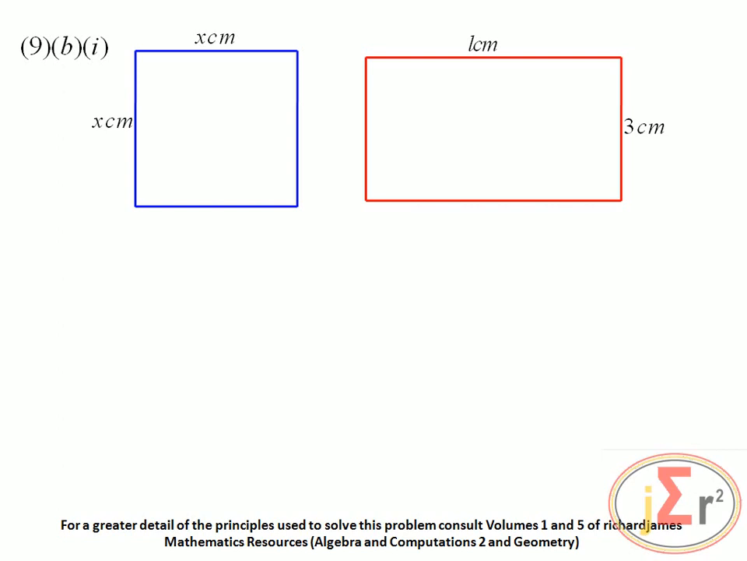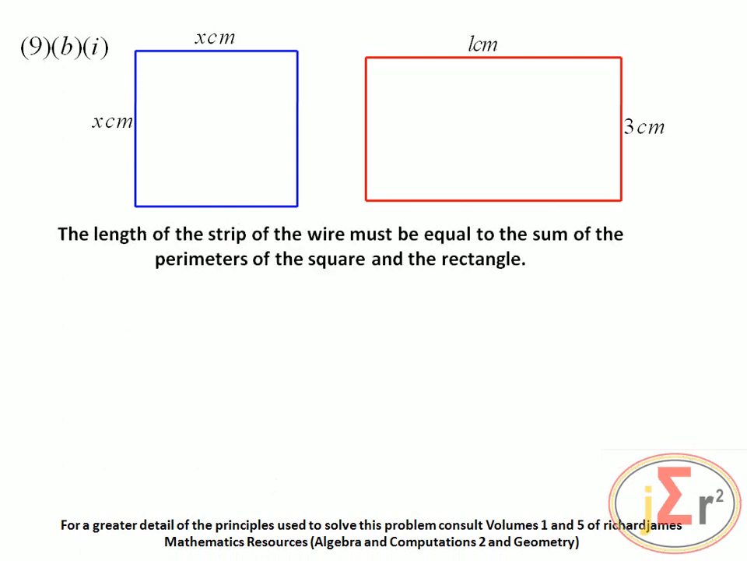Of course, here we have the square and the rectangle, and we are required to solve some problems based on the diagrams that we have, and also other statements that will be made. The length of the strip of wire must be equal to the sum of the perimeters of the square and the rectangle. We are required to write an expression in terms of L and x for the length of the strip of wire. So let us do that.